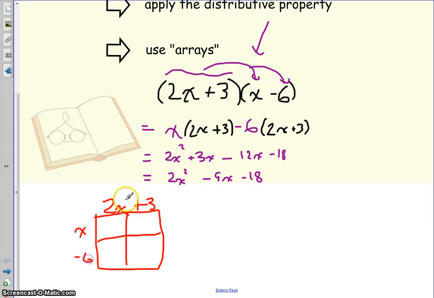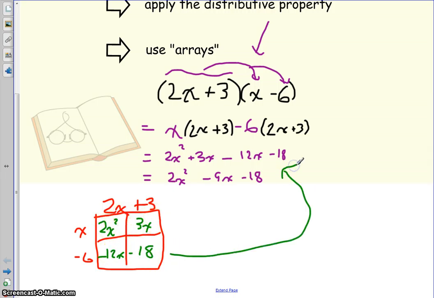And you'd fill in each box inside the array using multiplication. So up here in the top left you have x times 2x, so you would get 2x squared. 3 times x is 3x. 2x times minus 6 is minus 12x. And then minus 6 times 3 is minus 18. And you'd see that the terms in here, 2x squared, 3x, minus 12x, minus 18, are the exact same terms we got here from using the distributive property, but it's a nice, more visual way.